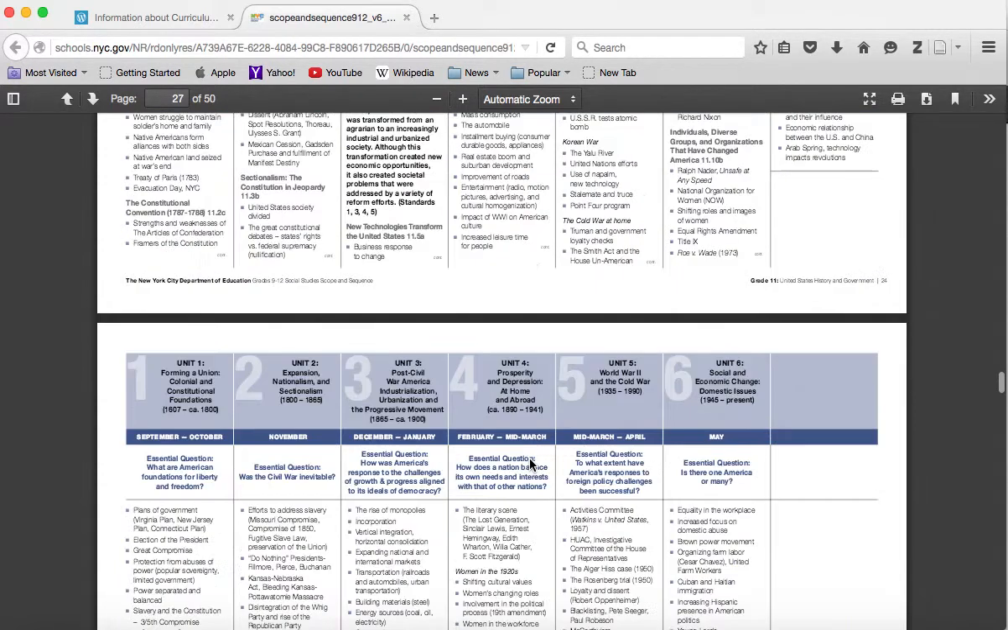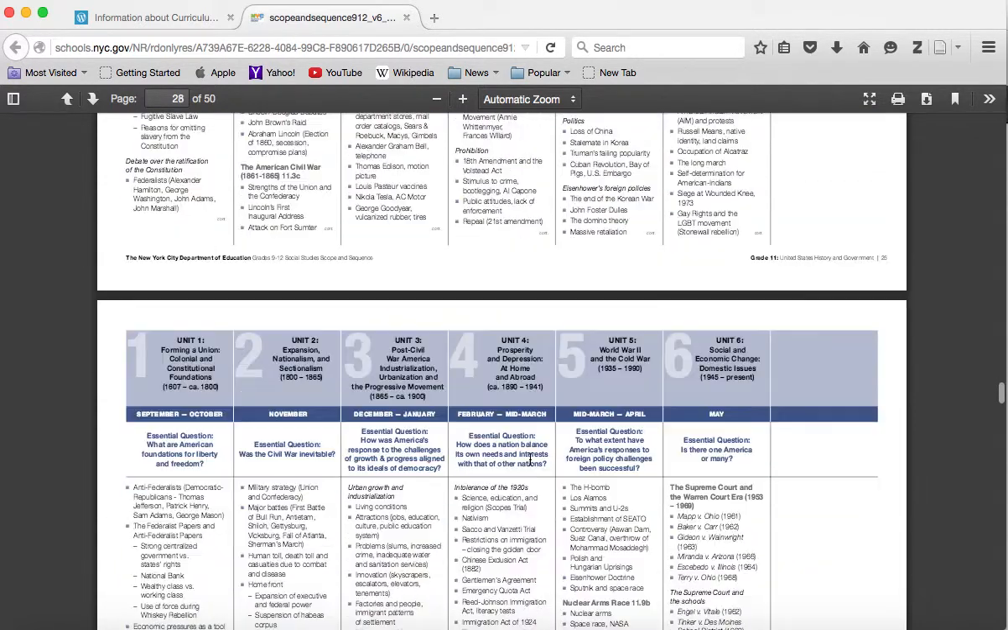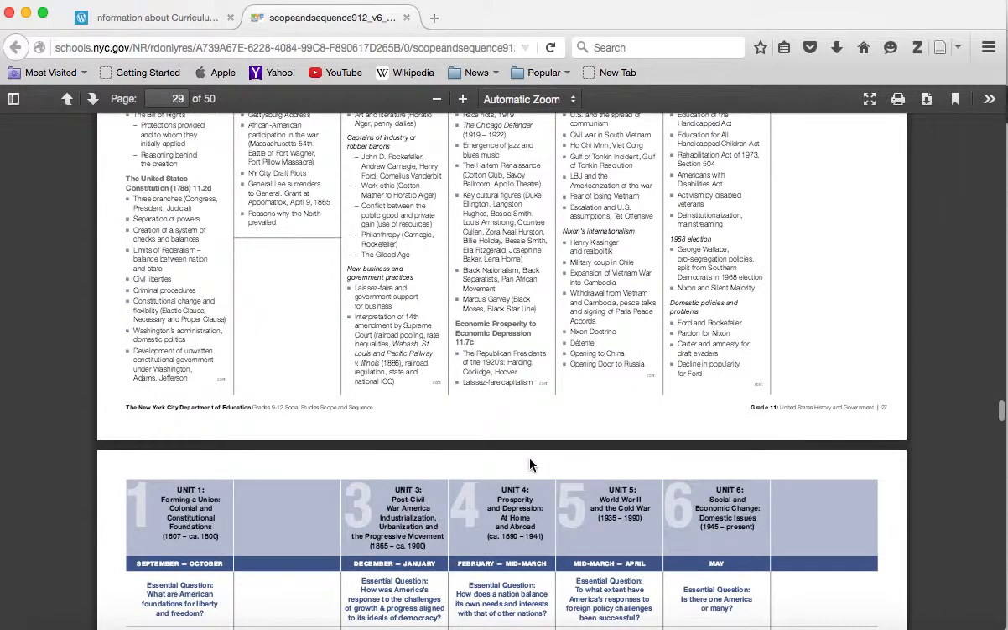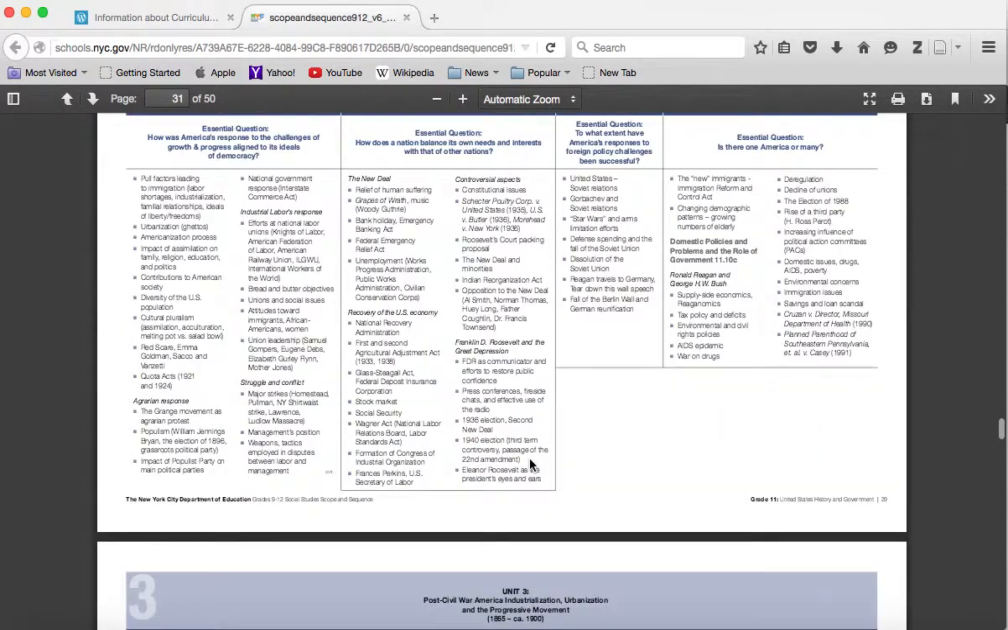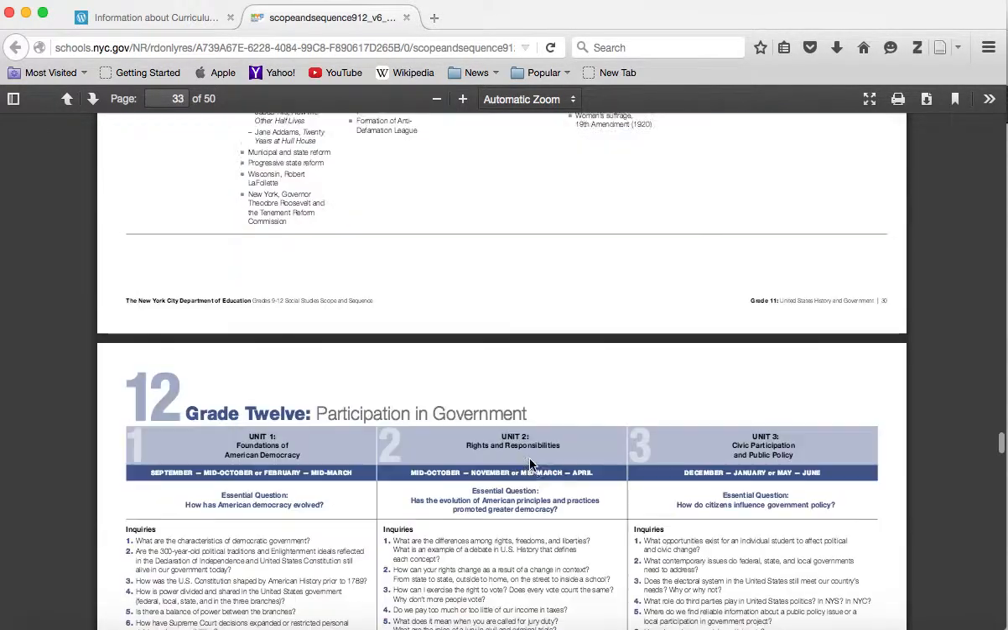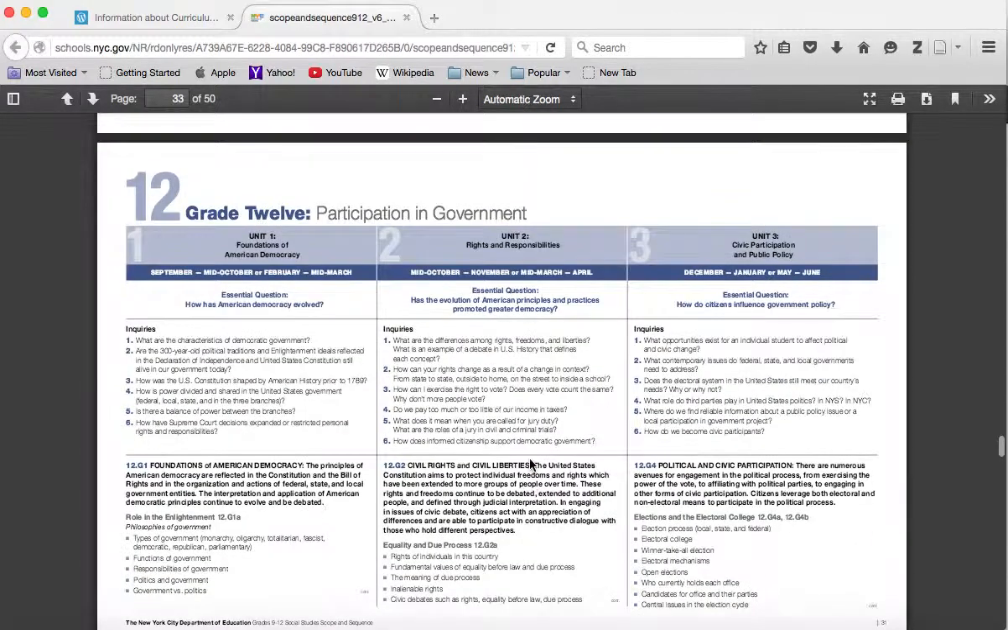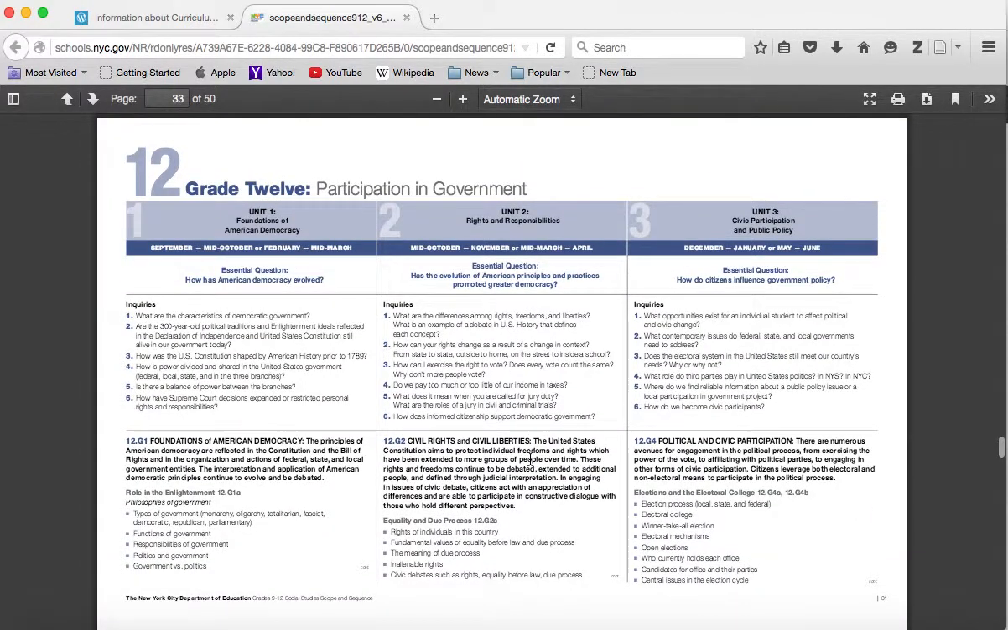Now we're going to move on down to grade 12. Now, grade 12 is broken up into 2 sections. So for grade 12, the first part is participation in government, and then in the second part, the students learn about economics. So for participation in government, there are 3 units. It covers foundations of American democracy, rights and responsibilities, and civic participation in public policy.